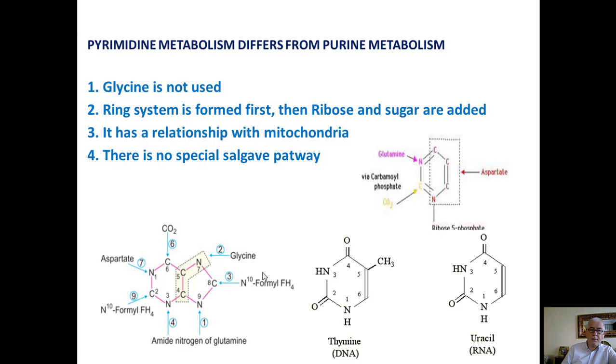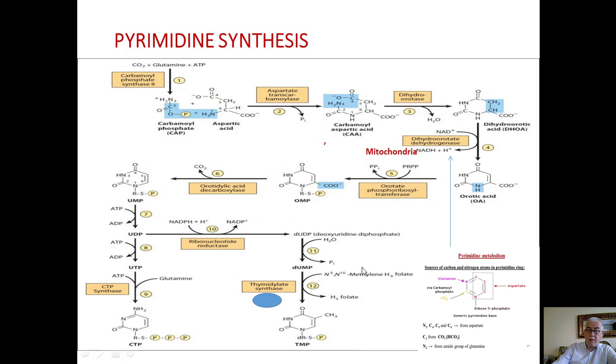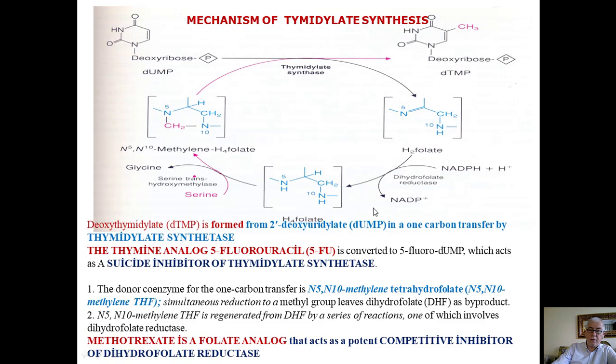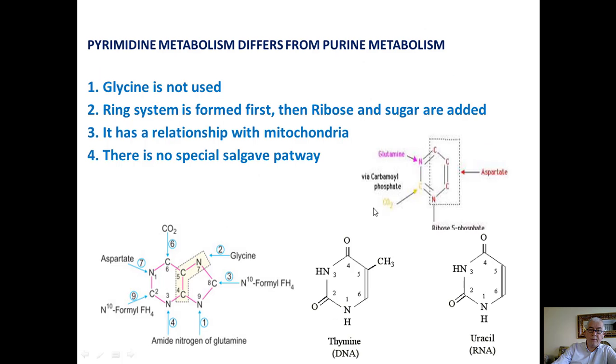It has a relationship with mitochondria, but purine synthesis occurs only in the cytosol. Also, we accepted that there is no special salvage pathway in purine metabolism. Of course, we have one enzyme, phosphoribosyl transferase, but this enzyme has a key role in pyrimidine de novo synthesis.